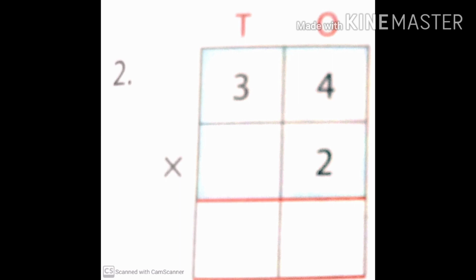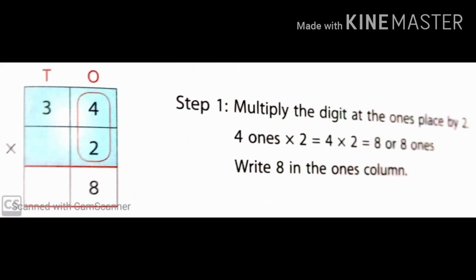We will write tens and ones, with 3 in the tens place and 4 in the ones place, and then we will write the second number, that is 2, and give the multiplication sign before the second number. Step 1. Multiply the digit at the ones place by 2. So 4 ones into 2, that means 4 into 2. What is the answer? 8, or we can say 8 ones. So write 8 in the ones column.